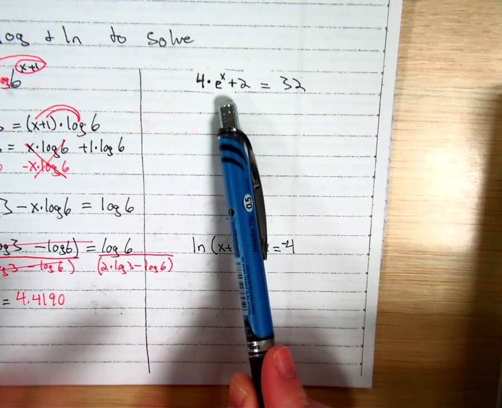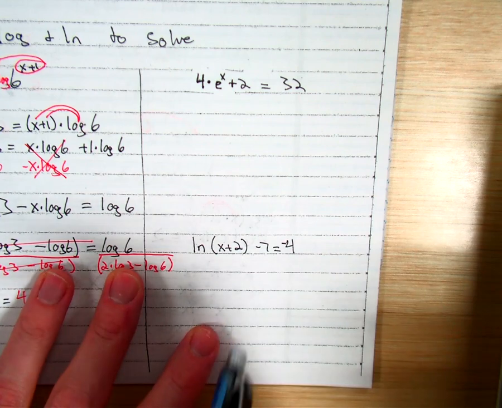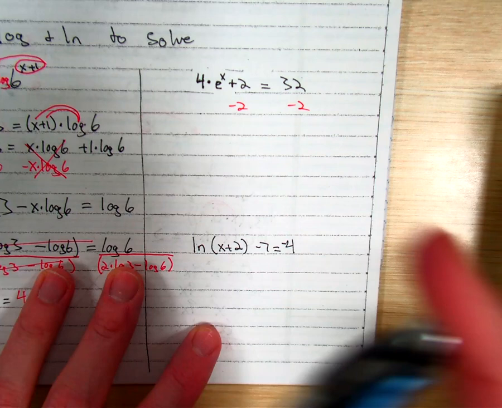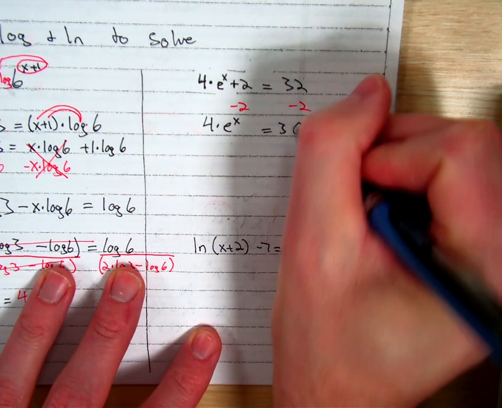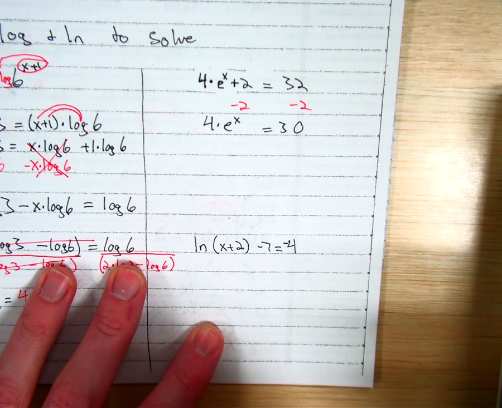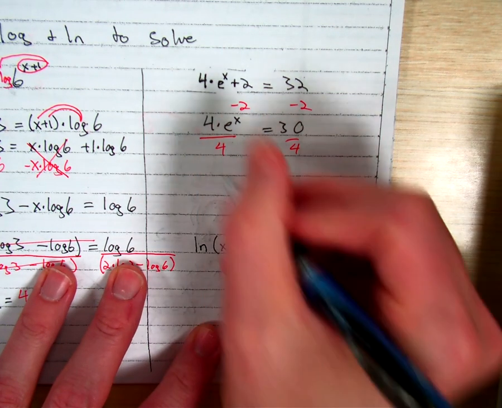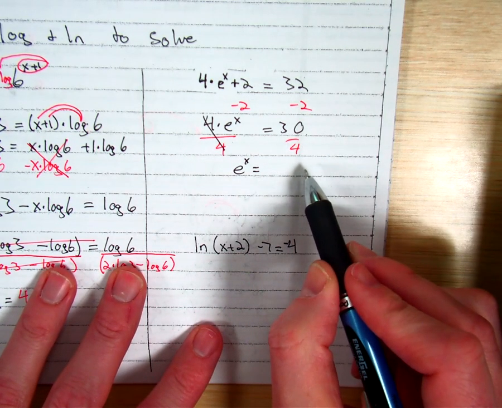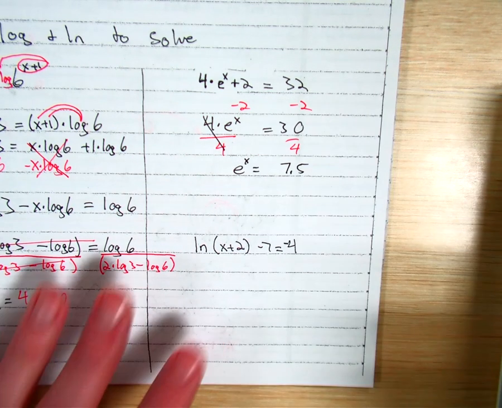Okay, I see we got the e there. We know it's going to be solving with natural log, but first you have to peel back the layers and get the e by itself. So we start off by subtracting 2. Four times e to the x equals 30. And then we're going to come back and divide by 4. E to the x equals 30 over 4, reduces to 15 over 2. If you want to go decimal, it's 7.5.